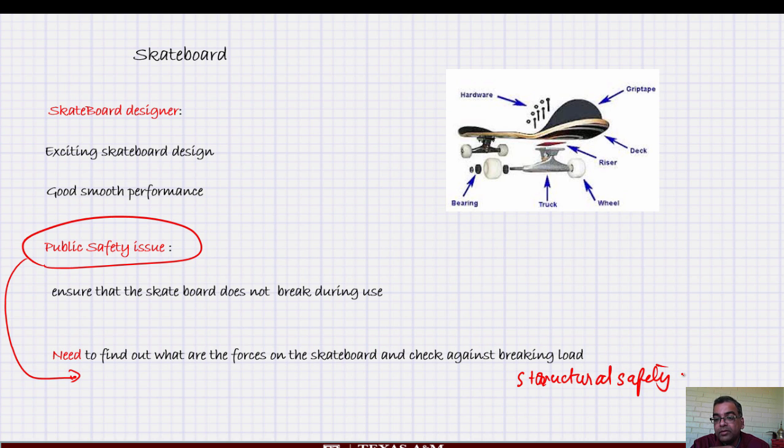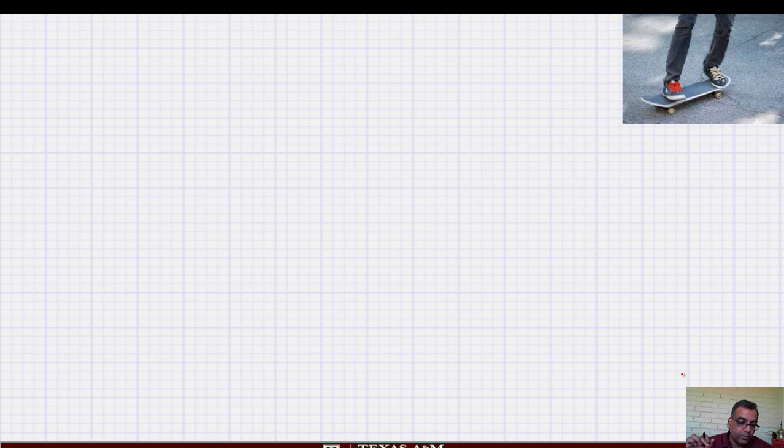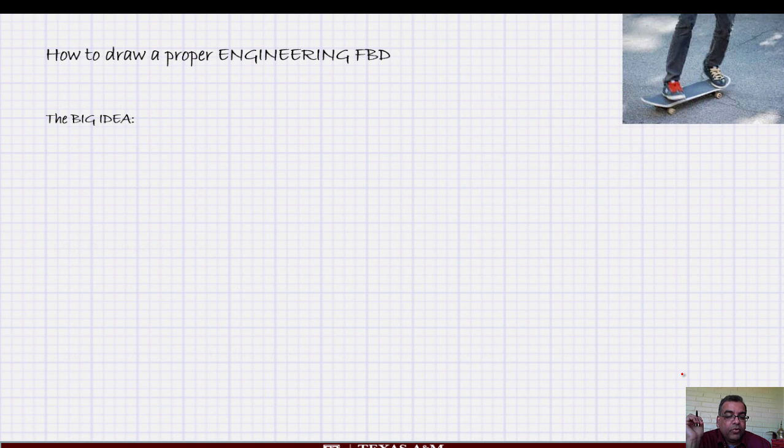So how do we do this? Okay, we're going to draw a proper engineering free body diagram. What I want you to do is, before we proceed, get a paper, pen, so on, because I want you to see how to draw it and I want you to try your hand at it. So our idea is to draw a free body diagram of the skateboard.